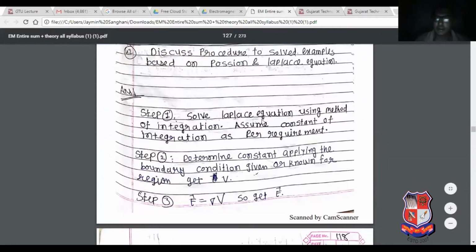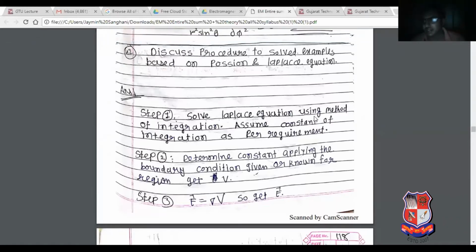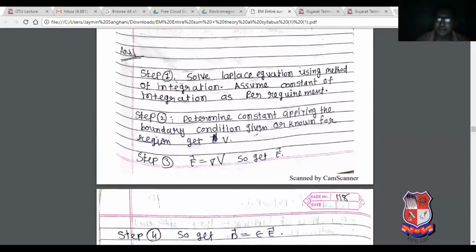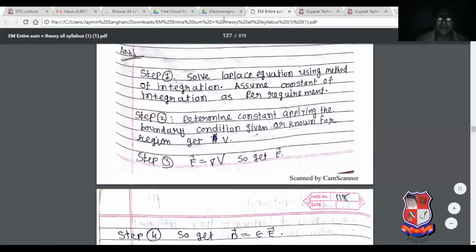Step number 1, solve the Laplace equation using the method of integration. How it can be solved, I will discuss in the next lecture, on how to solve the example based on the Poisson-Laplace equation. So solve the Laplace equation using the method of integration as per requirement. Then determine the constants by applying the boundary conditions. What is the meaning of boundary condition? This is a new concept for you.